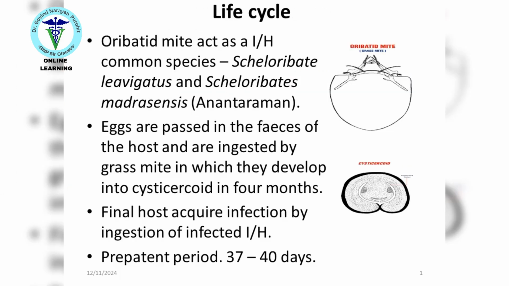Oribatid mites act as the first intermediate host for the life cycle of these tapeworms. Eggs are passed in the feces of the host and ingested by grass mites, where they develop into cysticercoid in 4 months. The final host acquires infection by ingesting infected intermediate hosts, with a prepatent period of 37 to 40 days.